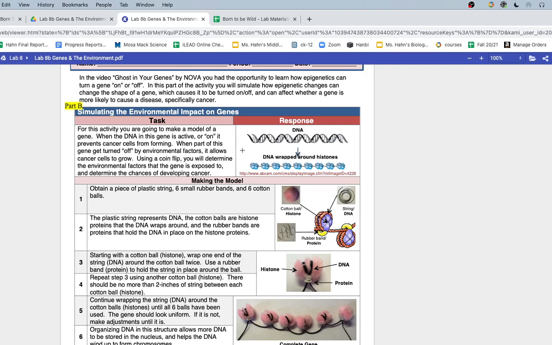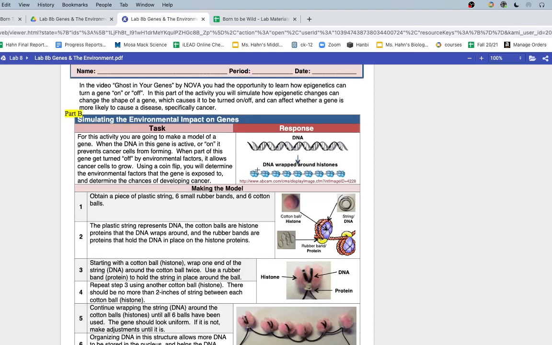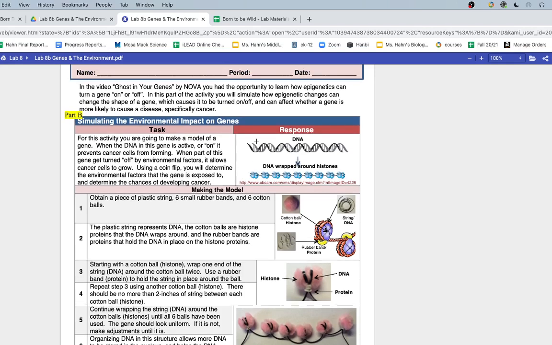DNA needs to be organized and coiled. When it becomes a chromosome, it coils even more. Part of the way it's packaged is with these histones. And histones are also involved in whether a gene is expressed or not expressed. They can activate or deactivate a gene. The gene's still there, but the histone can affect whether it's activated or not.